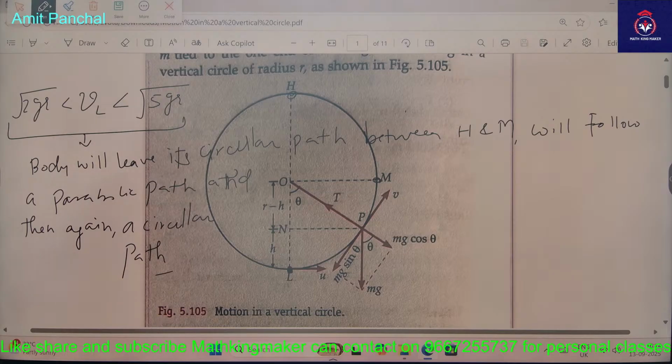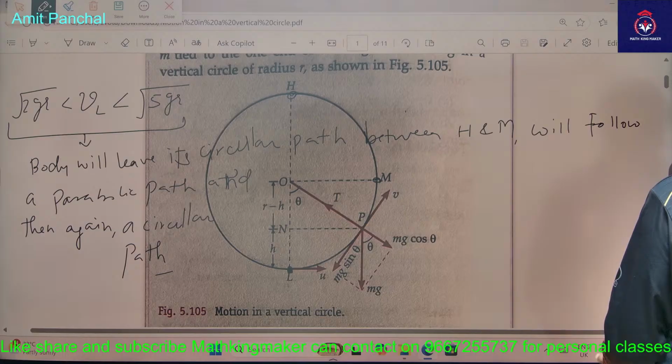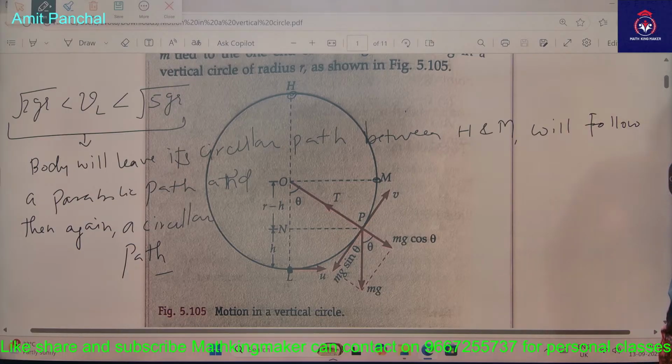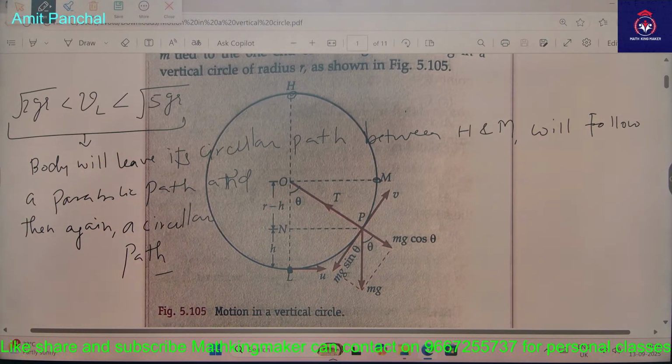It will only leave between h and m. And what happens if it's greater than root 5gr? Then it won't leave; it will continue its motion. But if it is lesser than root 5gr, then it will leave for some time, but it should be greater than root 2gr.